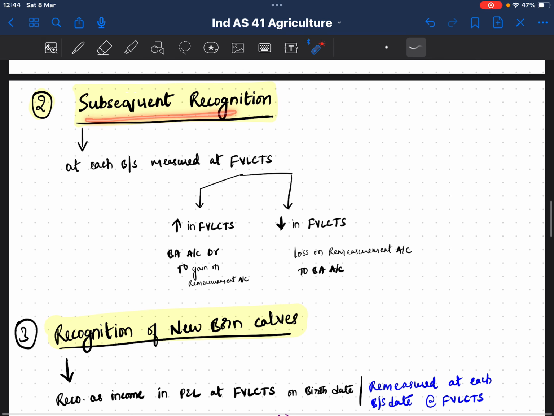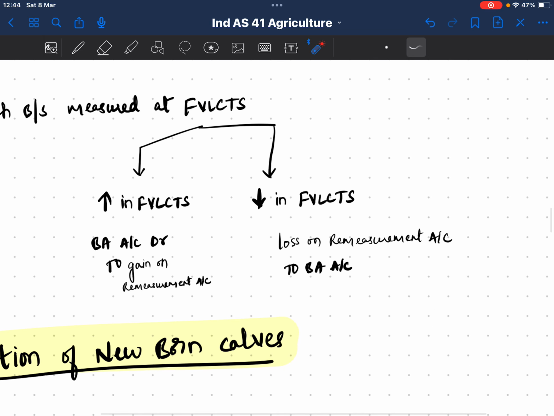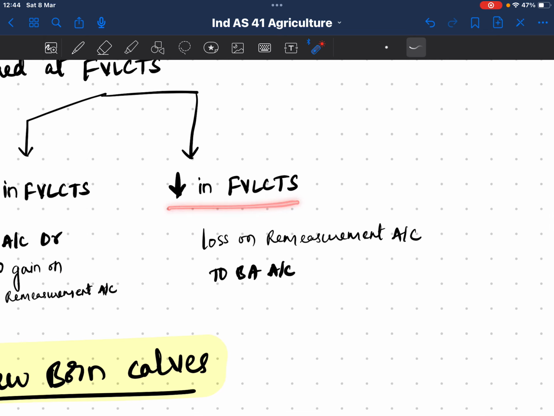Subsequent recognition at each balance sheet date is measured at fair value less cost to sell. If there is an increase in fair value less cost to sell, then the journal entry is biological asset account debit to gain on remeasurement. If there is a decrease in fair value less cost to sell, then it is loss on remeasurement account debit to biological asset.